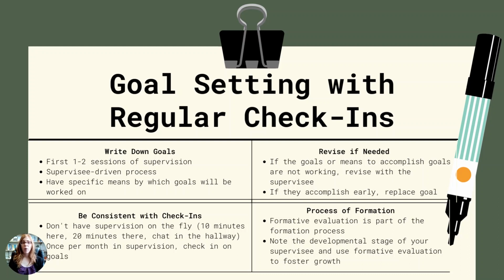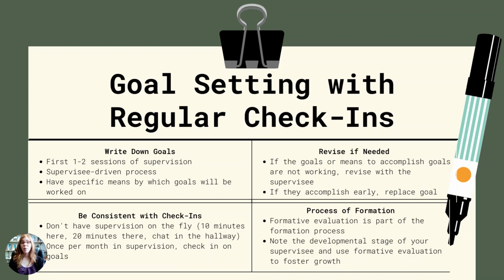And then it's important to clarify the specific means by which those goals will be worked on. If they want to gain skills in a specific kind of treatment area, well, then are they going to read some things on that? Are they going to specifically get direct kind of role play experience with you in supervision to practice those techniques, that kind of thing? Of course, we want to revise if needed. So if the goals or the means to accomplish those goals aren't working, then let's continually revise them and make sure that it's an ongoing process.